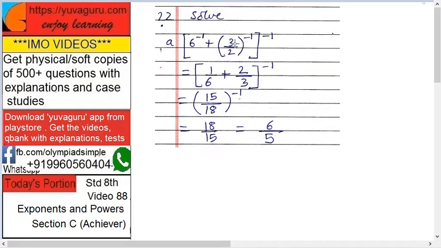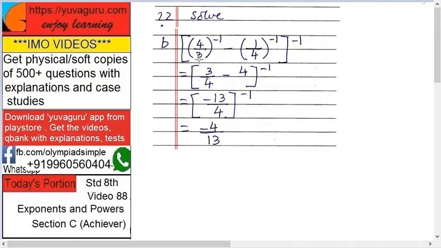Why 2 upon 3? Because 3 upon 2 reversed becomes 2 upon 3 raised to 1, and the whole raised to minus 1, right? Then next, now it's simple cross multiplication. 3 plus 12, 15 upon 18, the whole raised to minus 1 equals, now again reverse them, 18 upon 15 raised to 1. So divided by 3, it becomes 6 upon 5.